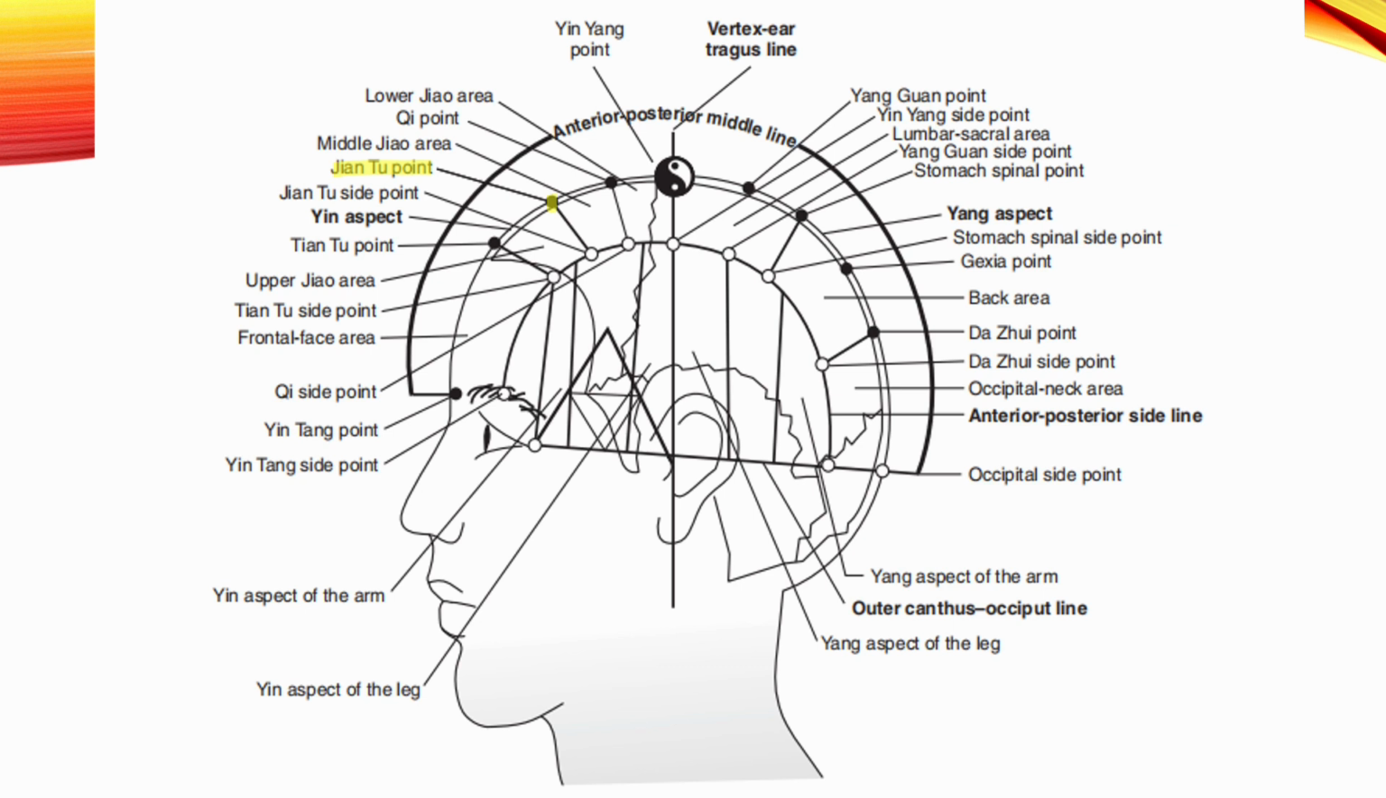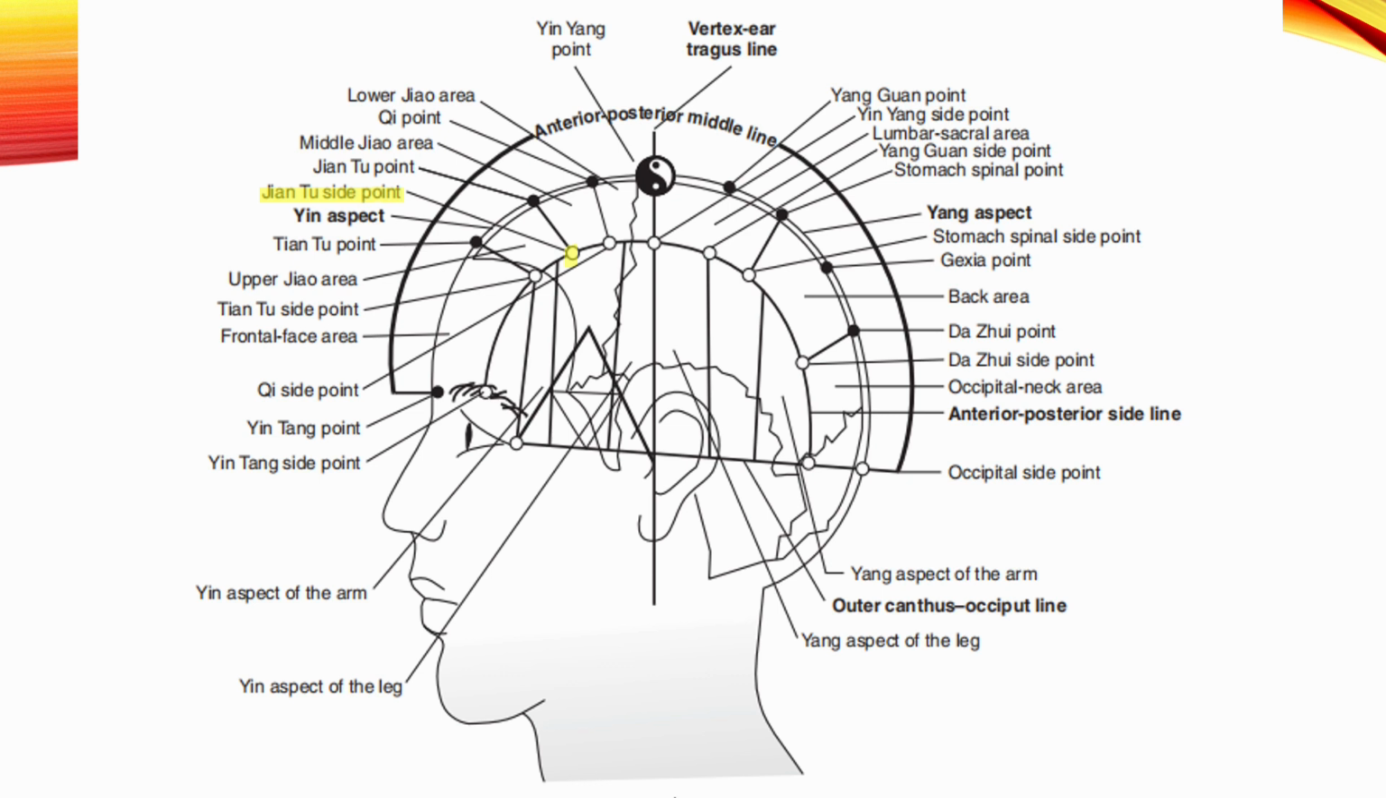Tian 2 point, xiphoid process. This is the anterior 1/3 point on the line running from the Tian 2 point to the Yin-Yang point. Tian 2 side point. This is the anterior 1/3 point on the line running from the Tian 2 side point to the Yin-Yang side point.